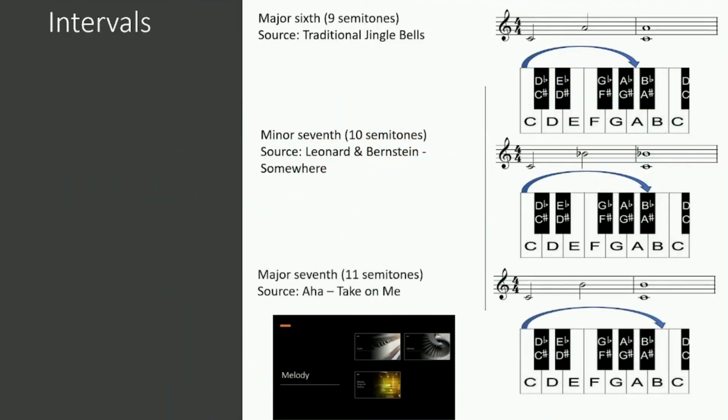Then major seventh, 11 semitones. And that's a little bit of dissonance because it's a semitone away from the octave, and the octave being the same note as a root note, it clashes slightly. But when it's an interval jump between two notes that are not played at the same time, it can sound quite good. Hence, we're going to listen to this musical example, Take On Me by A-ha.